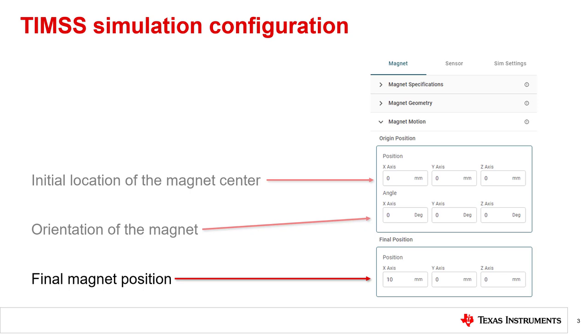The last set of fields in the magnet motion category will define the position of the magnet at the end of travel. Often two of the three fields will match the origin location values. By changing only one of the axes values, the motion will be constrained along a single Cartesian axis. It is possible to create more complex travel that varies using two or three axes as well.